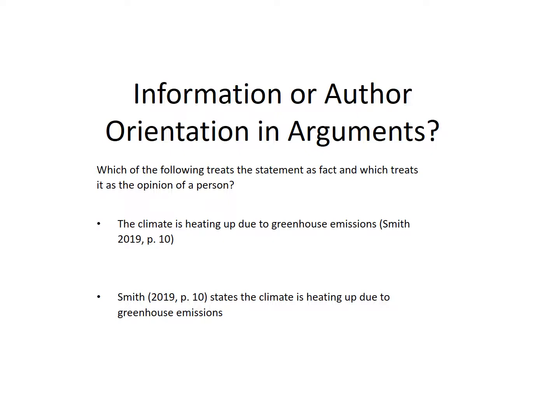When you read those two, which one of them treats the climate change as if it is a fact, and which one refers to it as the opinion of a person? Make your choice now.